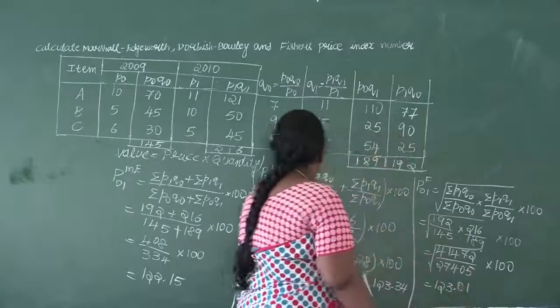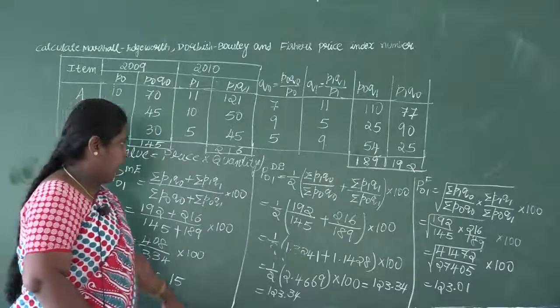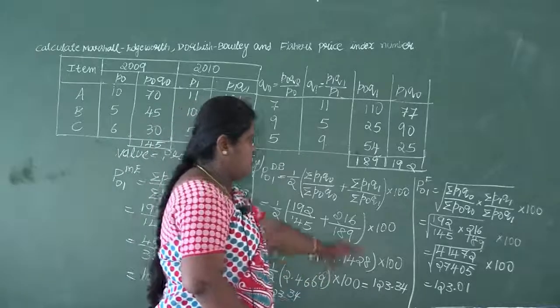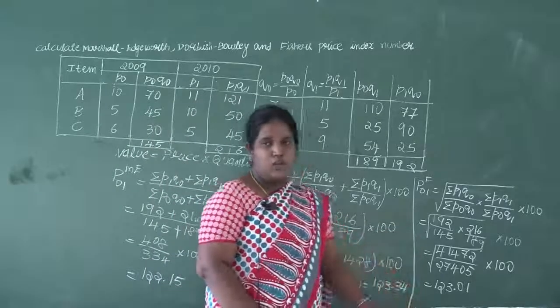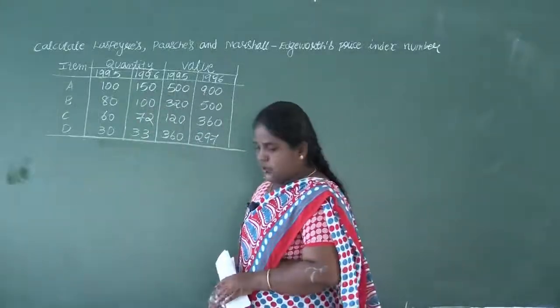123.01. So here the Marshall-Edgeworth index number is 122.15, Drobisch-Bowley is 123.34 and Fisher's index number is 123.01. Now we'll begin with the next problem.